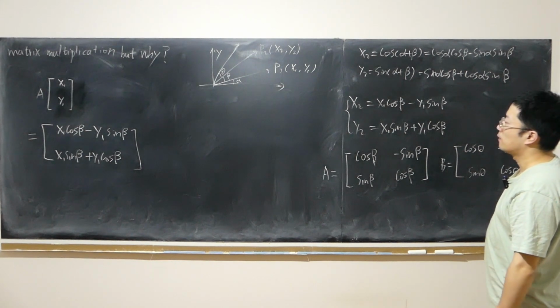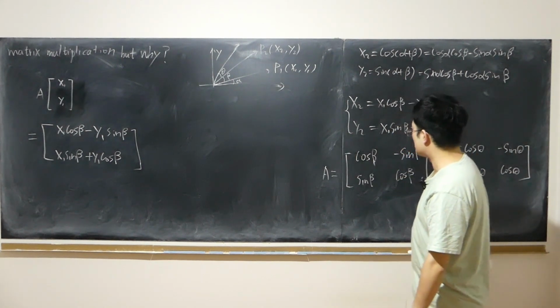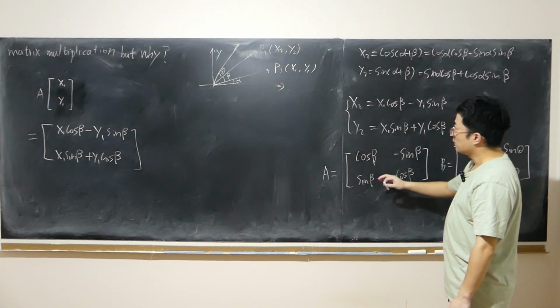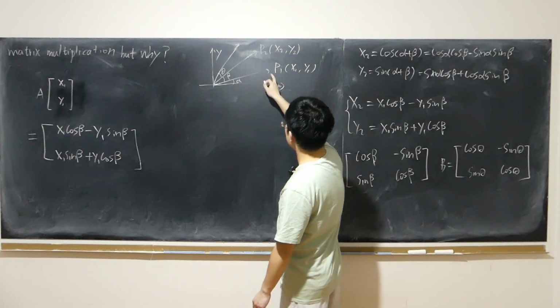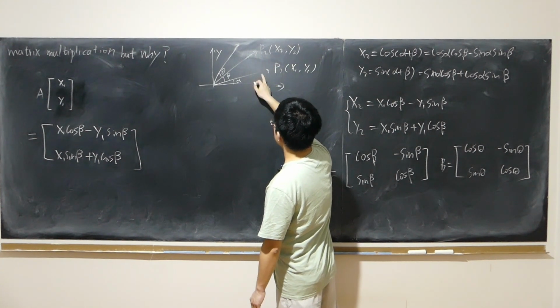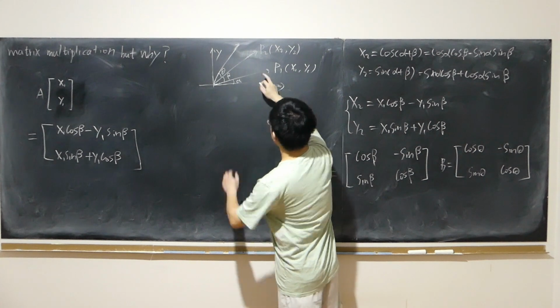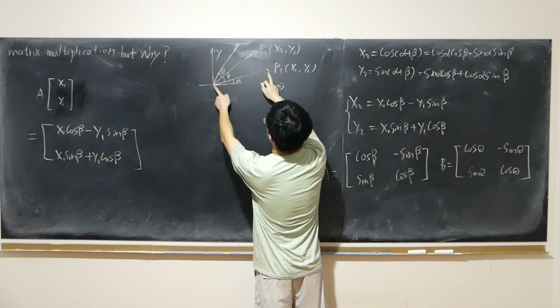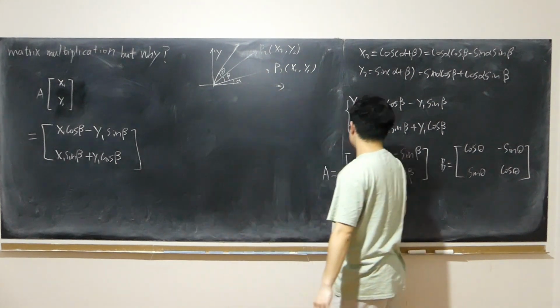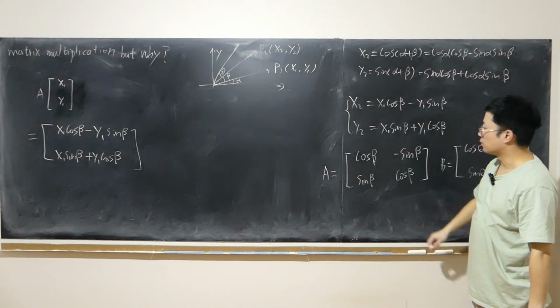So what this rotation matrix does is that it rotates a given point to another point. Of course, the radius remains the same. It is a rotation about the origin. That's what this matrix does. It makes perfect sense.